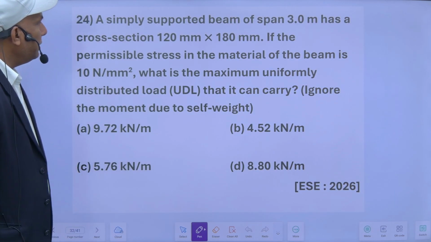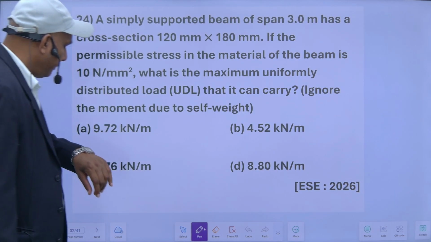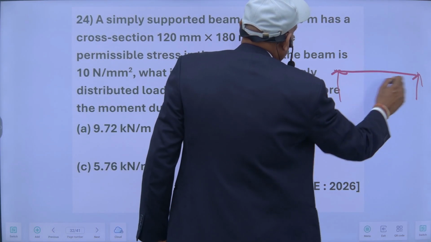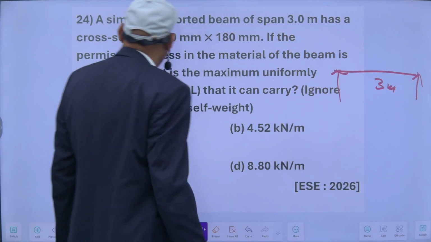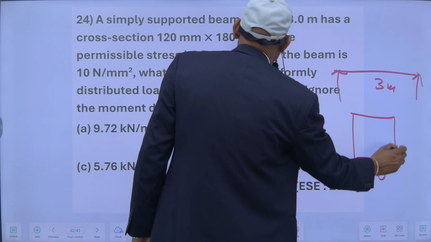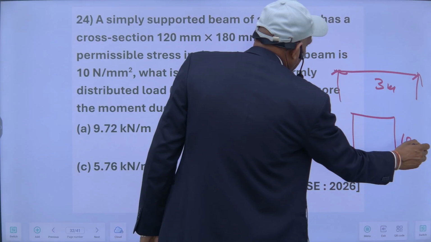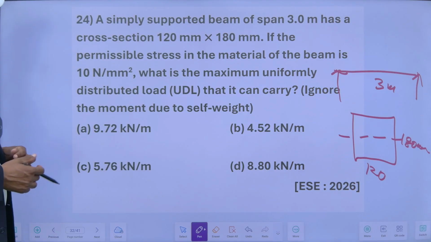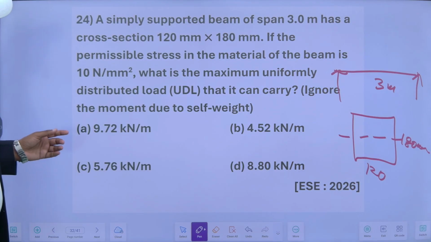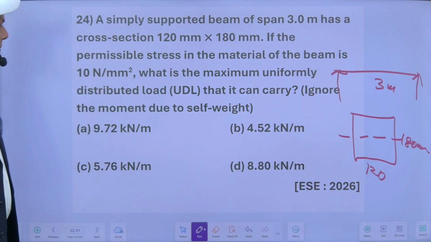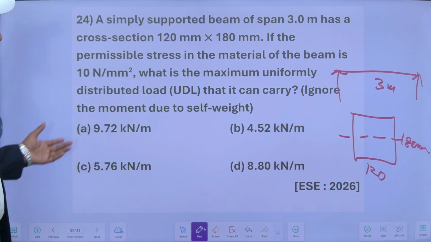A simply supported beam of span 3 meter. So this is a simply supported beam. Its span is 3 meter and cross section is this one, 120 into 180 mm. So this is the cross section. If the permissible stress in the material of the beam is 10 Newton per mm square, what is the maximum UDL that it can carry? Ignore the moment due to self weight.